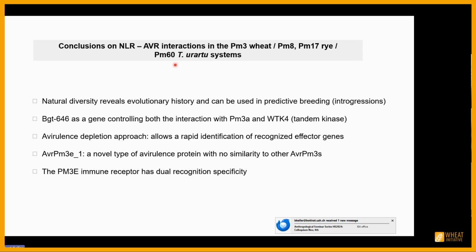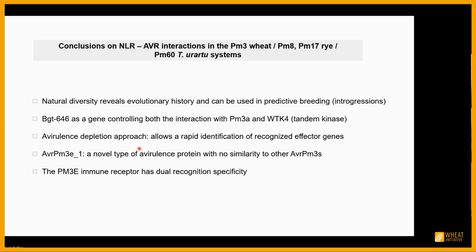So to conclude this part, we have learned about natural diversity that reveals evolutionary history and can be used in predictive breeding. That's the work on these introgressions from Rye. We have identified a regulatory gene which controls at least 2 resistance interactions. We have this new avirulence depletion approach for rapid identification, and we have a new avirulence protein. And very surprisingly, this Pm3e immune receptor has a dual recognition specificity, which obviously makes it a better gene in agricultural use.